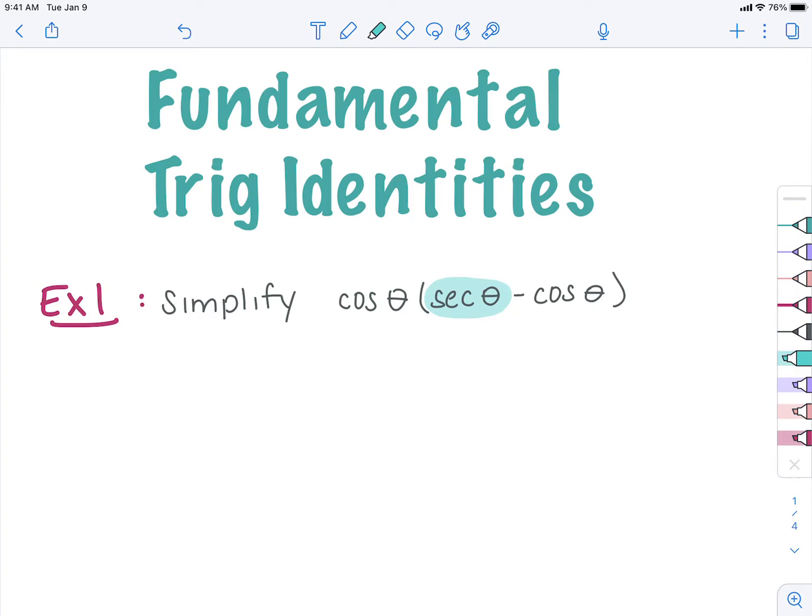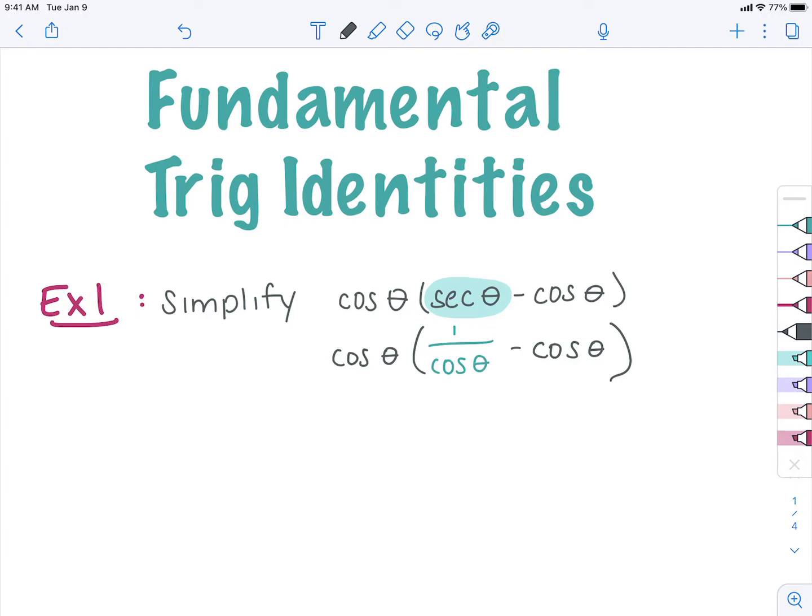So I know that secant is the same thing as 1 over cosine theta. And the rest of the problem I'm just going to bring down. I'm not going to change anything except for that secant. I changed that secant to be 1 over cosine theta. So now I have two options. I could try and simplify what's inside of parentheses, or I can distribute. Personally, I'm just going to distribute because if I can get rid of parentheses when I can, I like to.